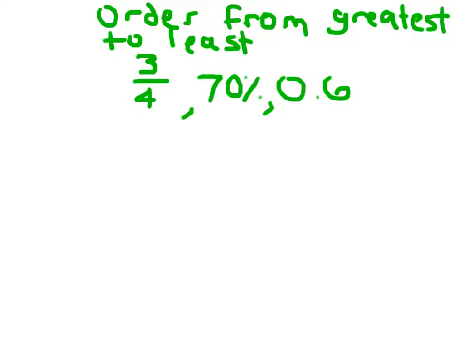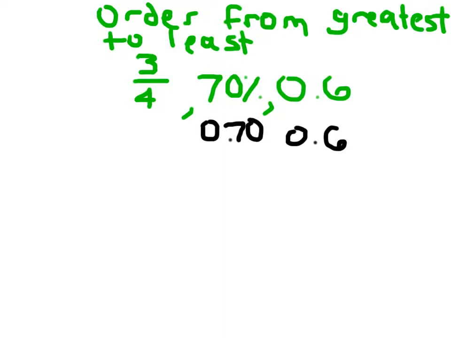Here's another problem. They want you to order from greatest to least this time. Again, we're going to take a look at our list first. Okay, we see a decimal number here, so we'll go ahead and just write that back down. And then we're going to convert the rest of them to decimals.